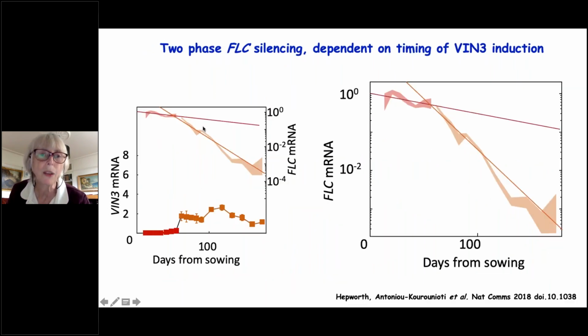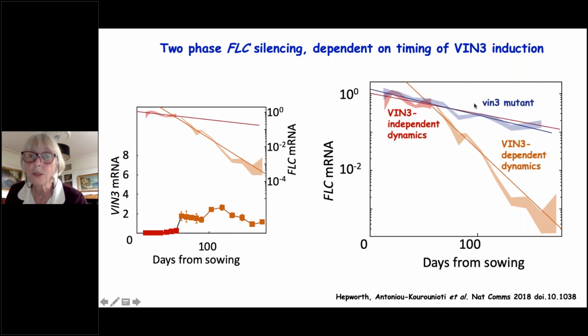So if we zoom in on that one, you can see that VIN3 didn't accumulate for very many days from sowing. It happened to be a very warm autumn that year. And in fact, when we looked at the plot, it seemed to fit two rates better, with a switch at the time that VIN3 was then induced. So this got us really thinking about what was driving accumulation of VIN3 and how that was influencing FLC.